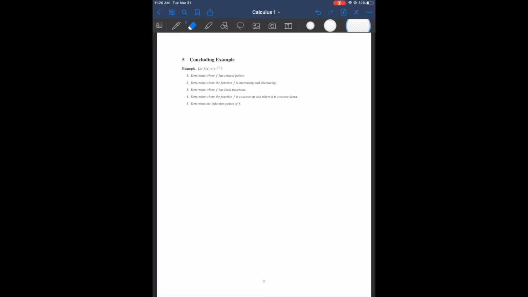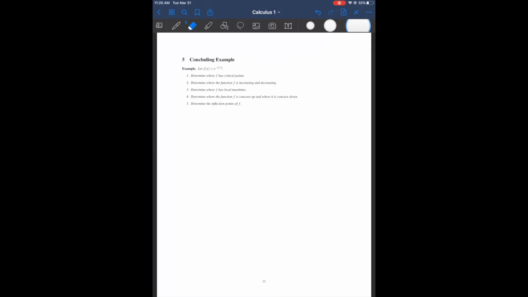So this next example, this final section, is really putting all of the ideas that we just talked about in the previous sections, and we're going to put them all together. Okay, so we have this example, this function f of x equals e to the minus x squared over 2. We're going to do these 5 things.